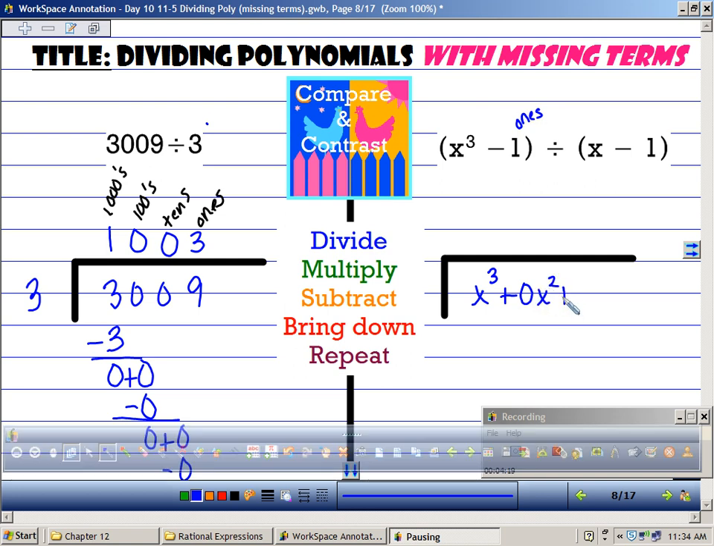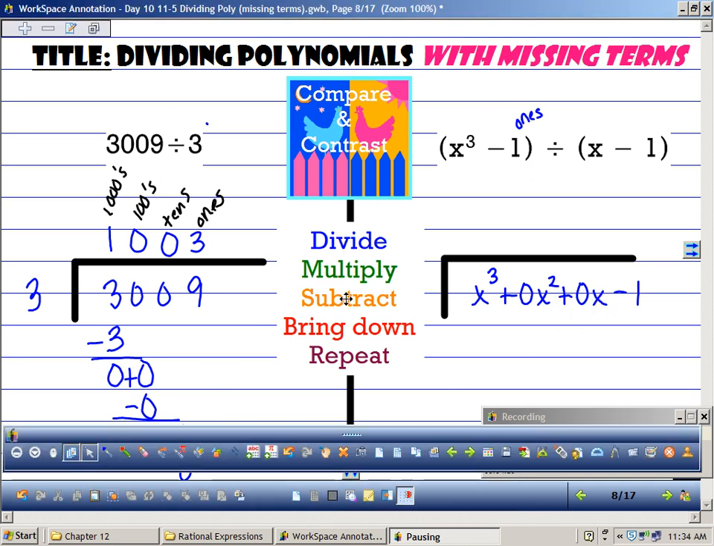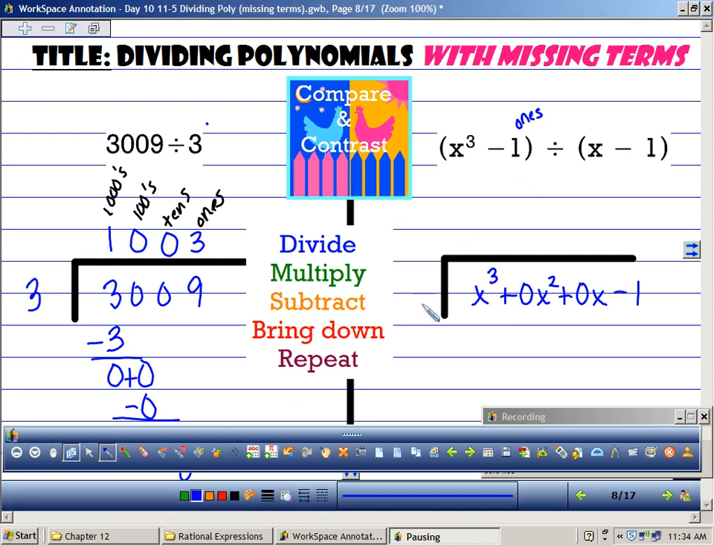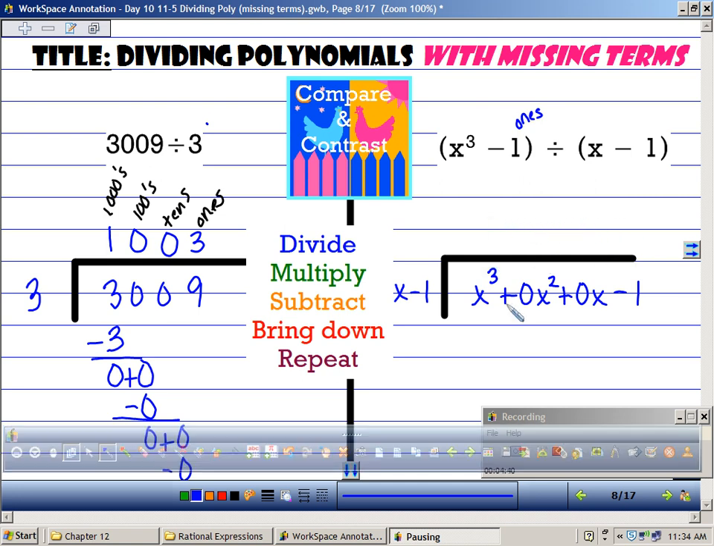An x squared. And I'm also missing an x. You have, because you're saying I have no x squareds and no x's. Makes sense, yeah? x cubed plus 0x squared plus 0x minus 1. So I need a ones place, a tens place, a hundreds place, and a thousands place. Now we can divide. x goes into x cubed how many times? x squared. Where am I going to put the x squared? Over the 0x squared. It goes in the hundreds place.